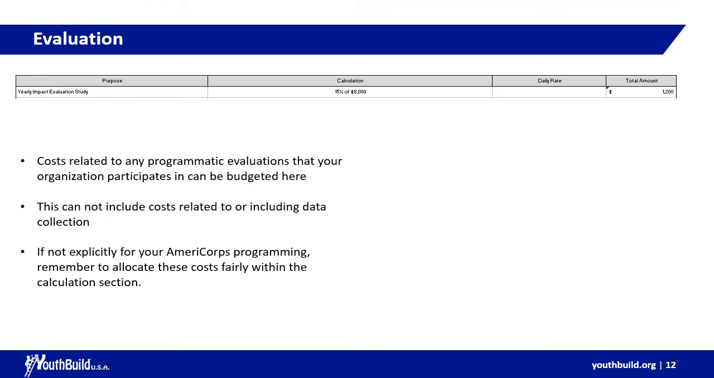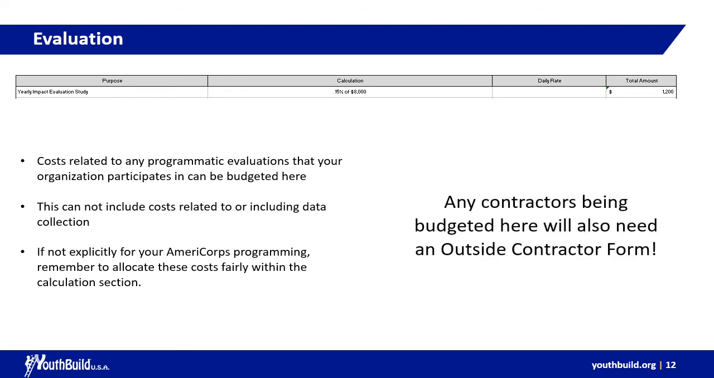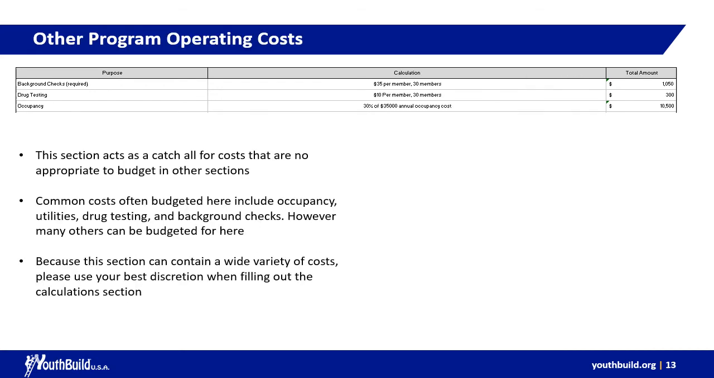Evaluations should only be budgeted if those evaluations include your AmeriCorps programming. Things like programmatic impact evaluations are the type of things that could potentially be budgeted for here, although they should be allocated properly. If these evaluations are being done by a contractor, you will need to fill out the same contractor form that we previously spoke about.